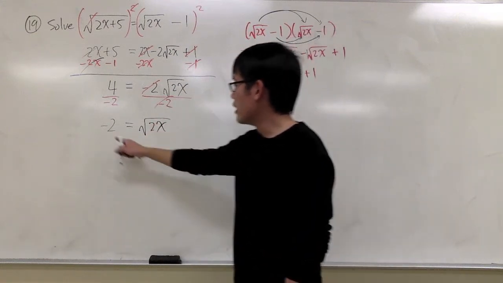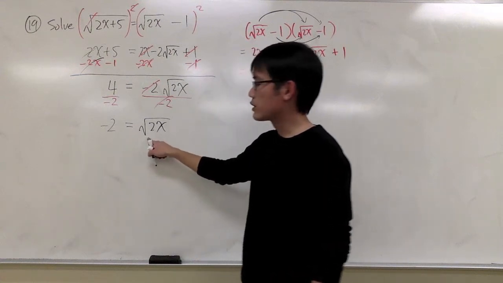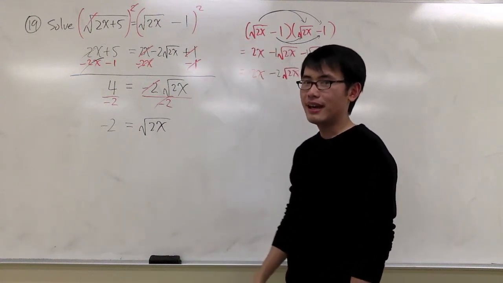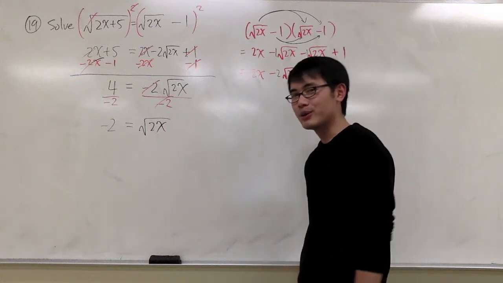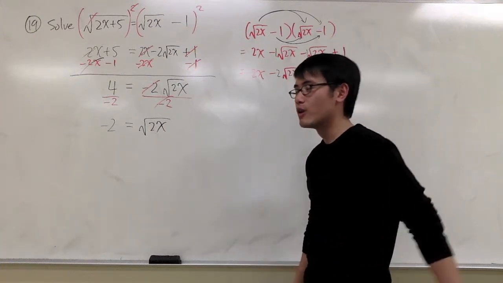So here we are saying negative 2 is equal to the square root of 2x. And there's a trick on this, but I will not tell you. I will just continue with what we have been doing.